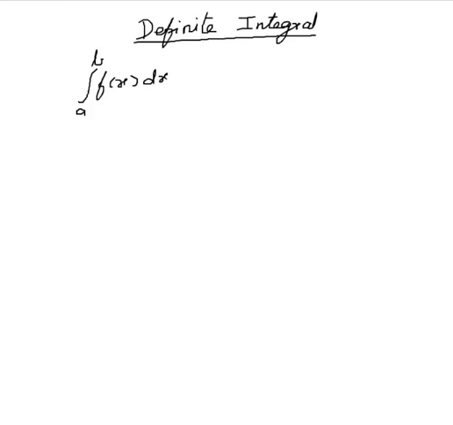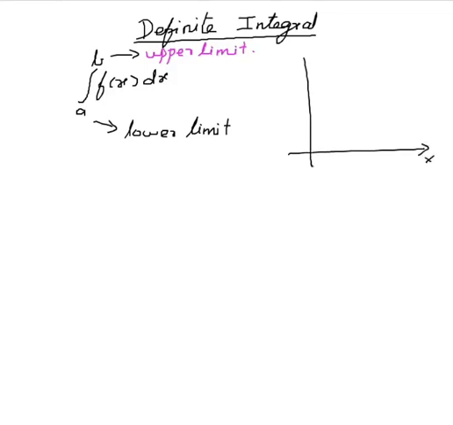Let us learn about definite integrals. Integral a to b f of x dx is called definite integral. This a is called the lower limit and b is called the upper limit. This definite integral has a unique value. The geometrical meaning of definite integral is it represents the area under this curve f of x.